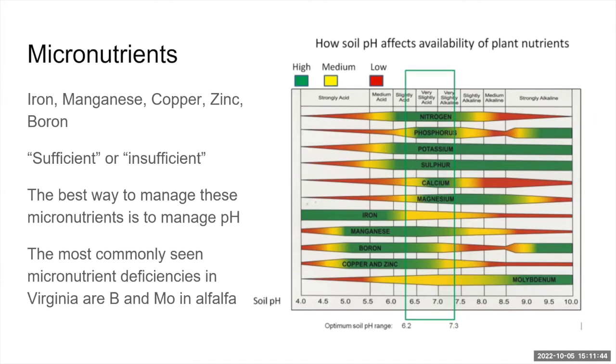Generally speaking, the best way to manage micronutrients is going to be just to manage your pH. Normally, there are enough in the soils. It's just a matter of whether or not they're available to plants.